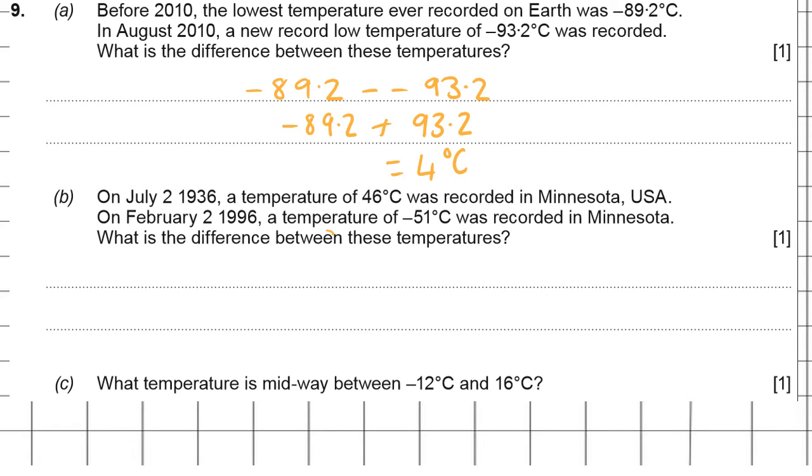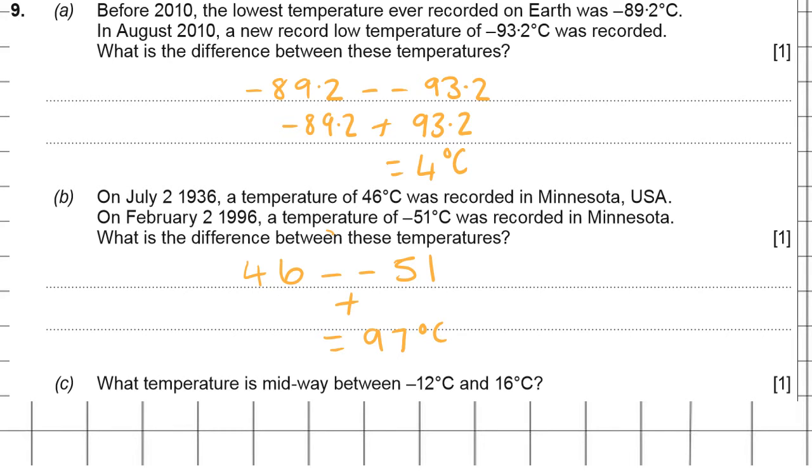On July 2nd, 1936, a temperature of 46 was recorded in USA. On February 2nd, 1996, a temperature of minus 51 was recorded. What is the difference between these temperatures? So again, it's the old one take away the new. So 46 and a minus makes a plus. So 46 plus 51 gives us 97 degrees.